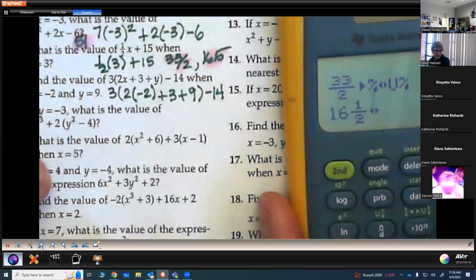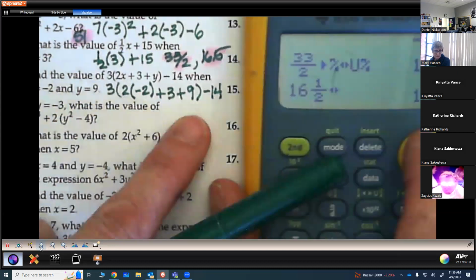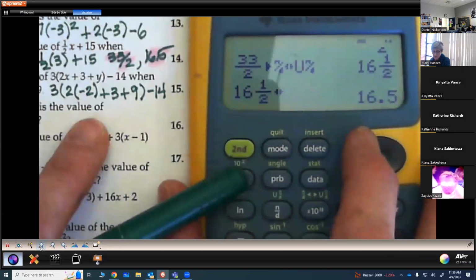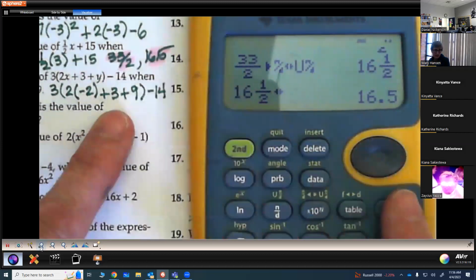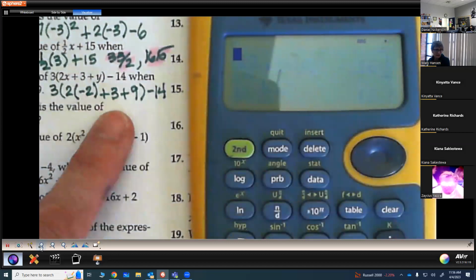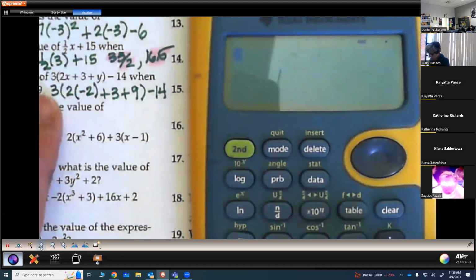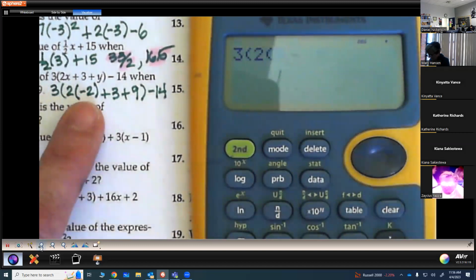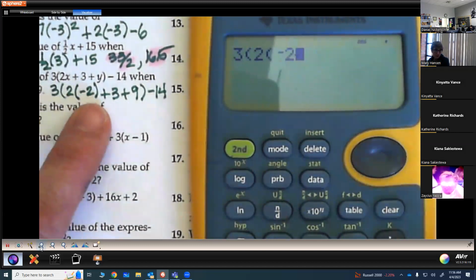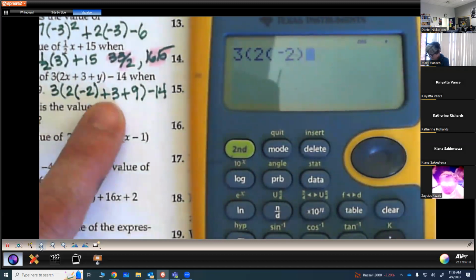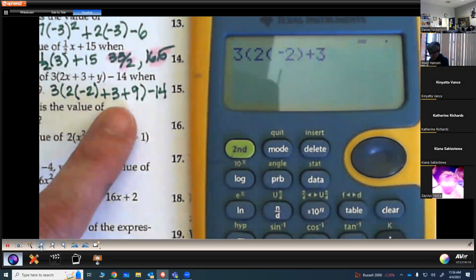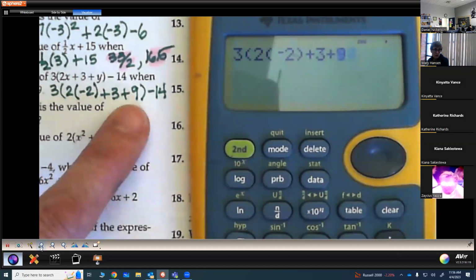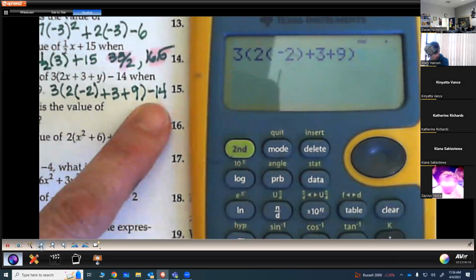Okay, but if I can get it written out, now I want to make what I have here look just the same on the calculator. I'm starting a new problem. I don't want any of that 16.5 mess. I am going to clear. I need to do 3, open parentheses above the 8, 2, open parentheses above the 8, -2, close the parentheses, above the 9 plus 3 plus 9, close the parentheses, minus 14.